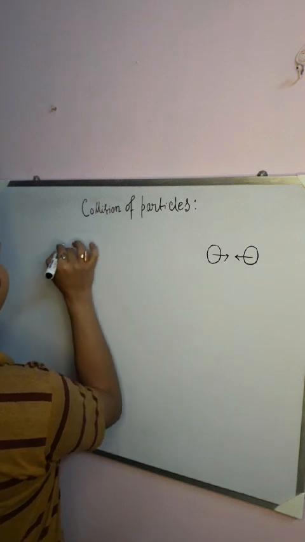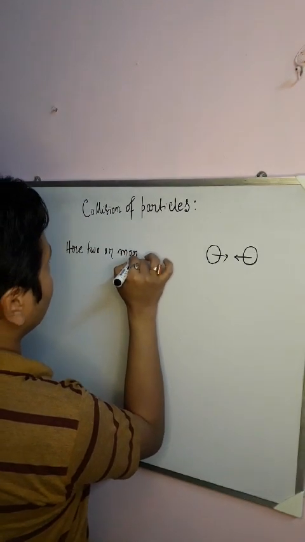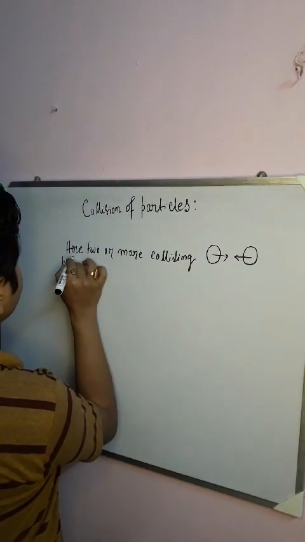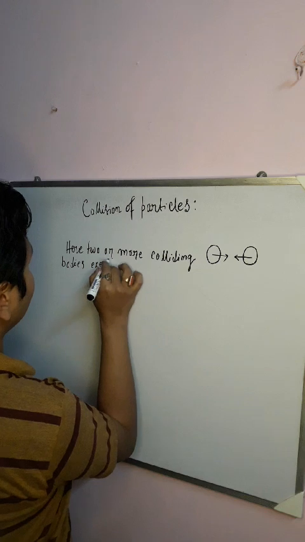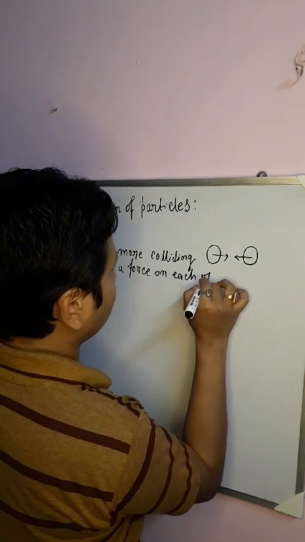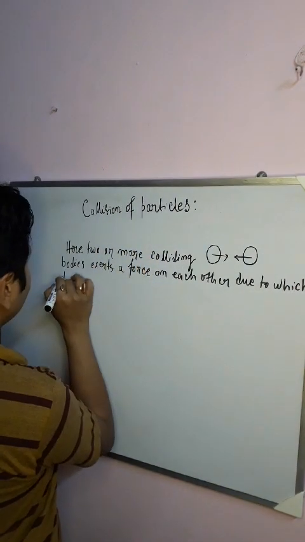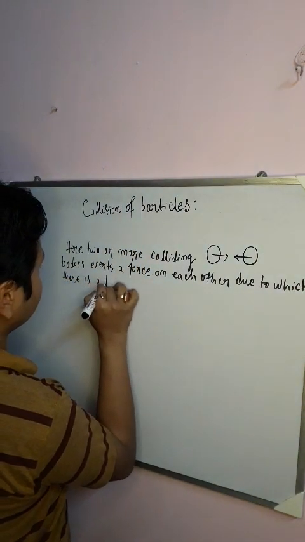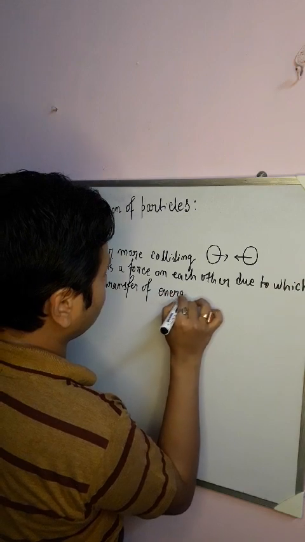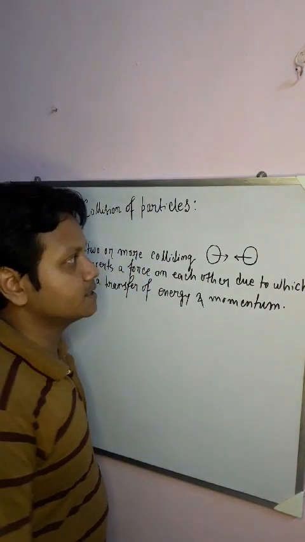So here two or more colliding bodies exert a force on each other, due to which there is a transfer of energy and momentum. Okay, so this is basically a collision.